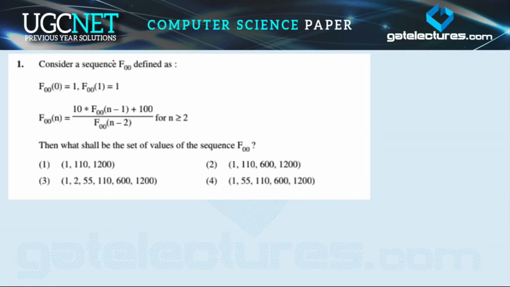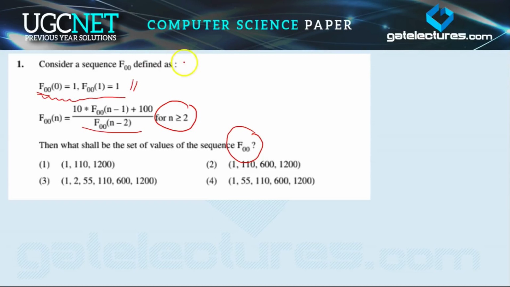So now let's start. Question number 1 is: consider a sequence f(n) defined as follows. This is any sequence, then f(0) is equal to 1 and f(1) is also 1. So it is given there. Now f(n) is defined by this expression for n greater than or equal to 2. Then what shall be the set of values of the sequence f(n)?